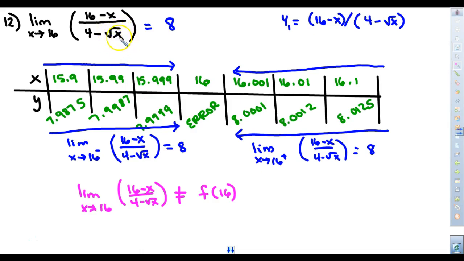Because if you were to put 16 right here into your function, 16 minus 16 gives you 0 on top, and then the square root of 16 is 4. 4 minus 4 gives you 0 on the bottom. That's what we call indeterminate form. We'll talk more about that when we get to calculus. But essentially what it means is you have some discontinuity right there, because your limit as x approaches 16 does not equal f of 16. So what this is telling us is that f of x is not continuous at x equals 16.